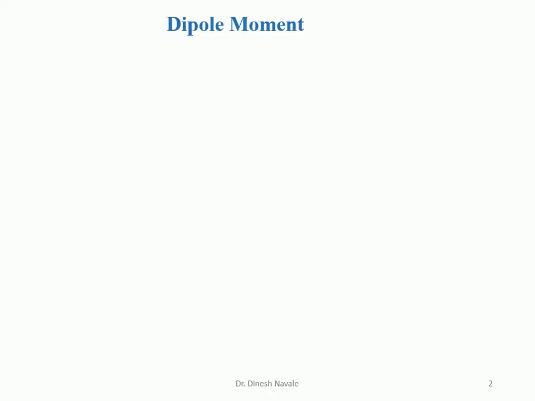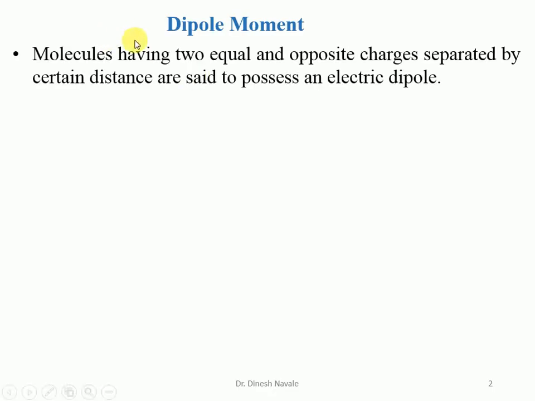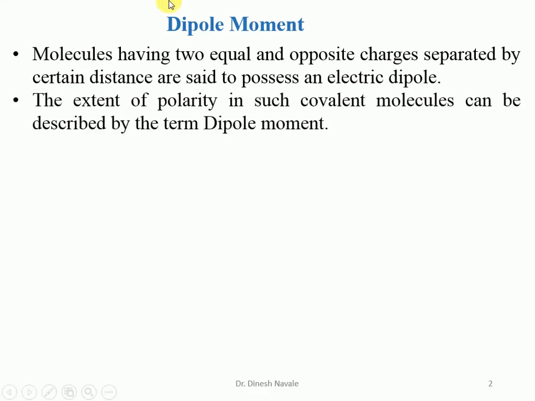So the dipole moment. Molecules having two equal and opposite charges separated by a certain distance are said to possess an electric dipole. That means any molecule which has opposite charges like plus and minus, separated by some distance, is said to possess an electric dipole. So the extent of polarity in such a covalent molecule can be described by the term dipole moment.